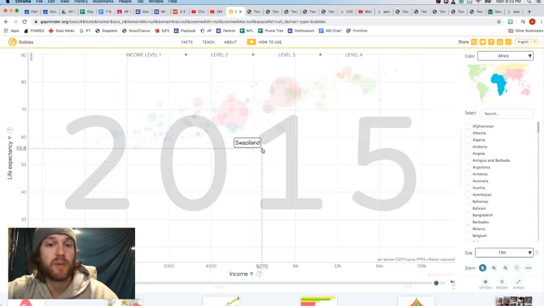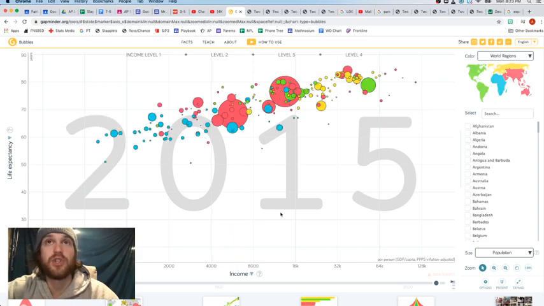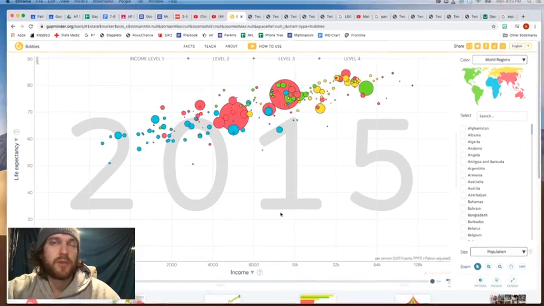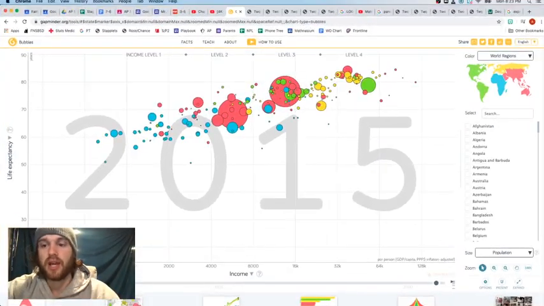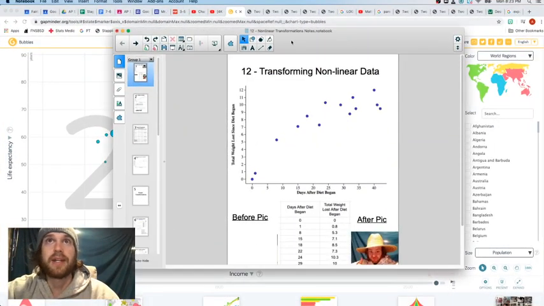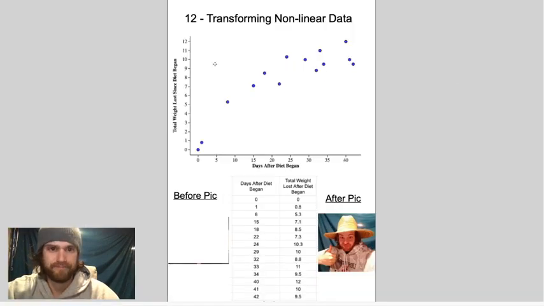If you guys want to explore this website, I highly encourage you to do so. Coincidentally, something else also follows a similar trend. I think I told you guys that I went on a diet back in February. So let's go ahead and take a look at that data.